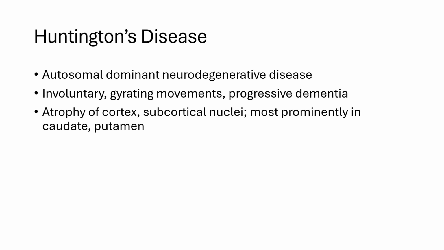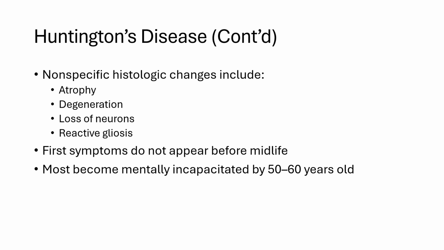Huntington's disease is one of the Parkinsonian type syndromes, falls into the same category. This is an autosomal dominant neurodegenerative disease. It's marked by involuntary gyrating movements and progressive dementia. Patients will have atrophy of the cortex, the subcortical nuclei, and most prominently in the caudate and the putamen.